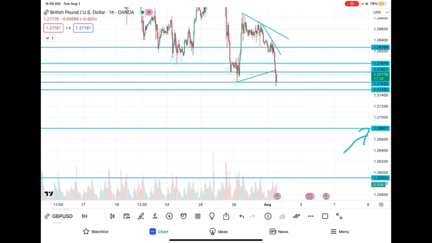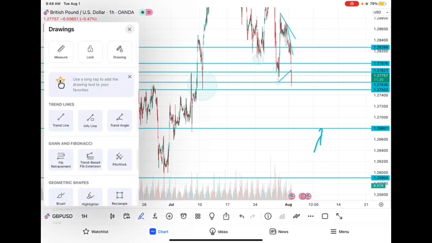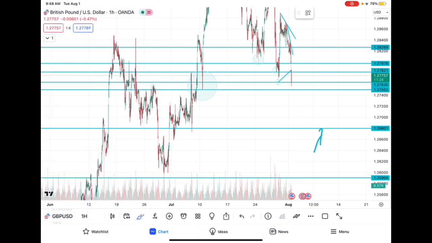We do have high impact news at 10 o'clock, so I do expect price to do something. So we're going to continue to be patient at these levels, and like I said, overall we are going to look for opportunities probably somewhere at this 1.27500 support, and yeah, that's about it.